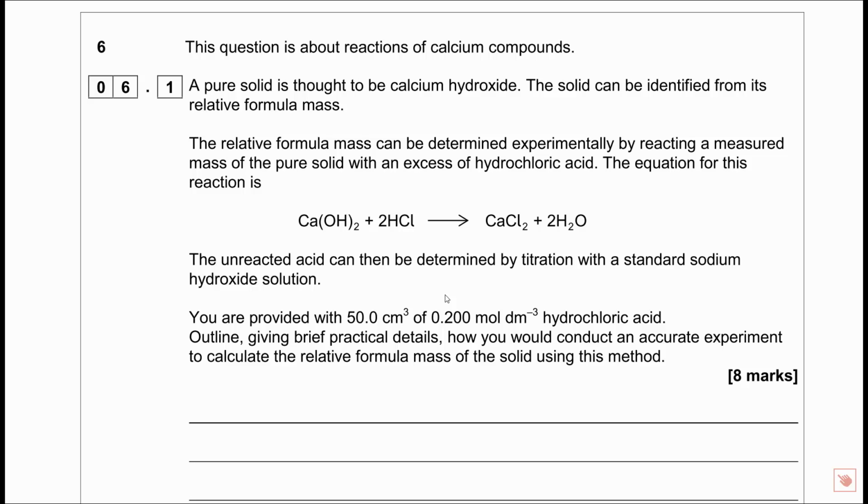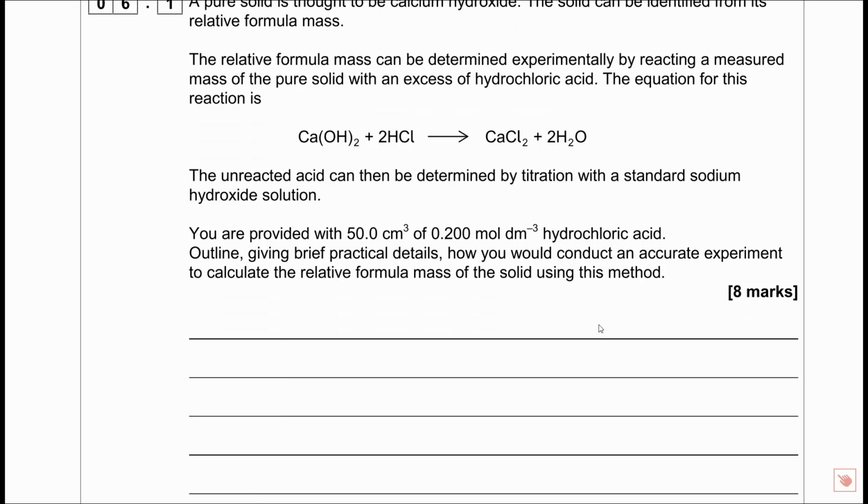Anyway. This question is about the reaction of calcium compounds. A pure solid is thought to be calcium hydroxide. The solid can be identified from its relative formula mass. Relative formula mass can be determined experimentally by reacting a measured mass of the pure solid with an excess of hydrochloric acid. The equation of this reaction is as follows. The excess acid can then be determined by titration with the standard sodium hydroxide solution. You are provided with 50 cm³ of 0.2 mol per dm³ hydrochloric acid.